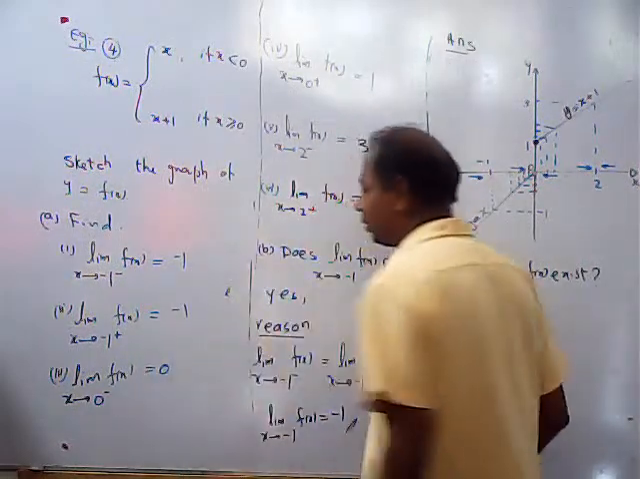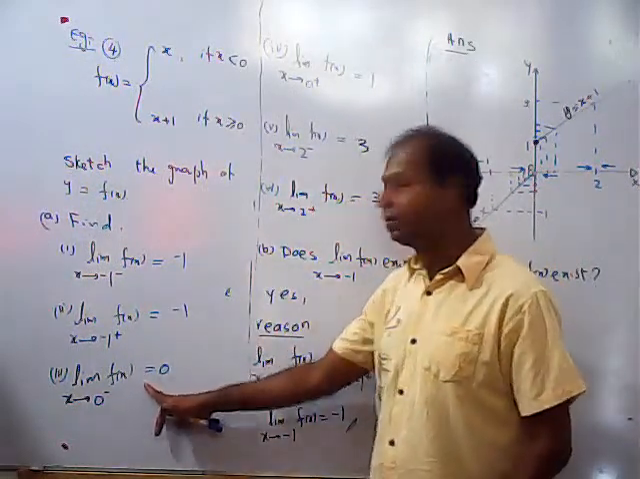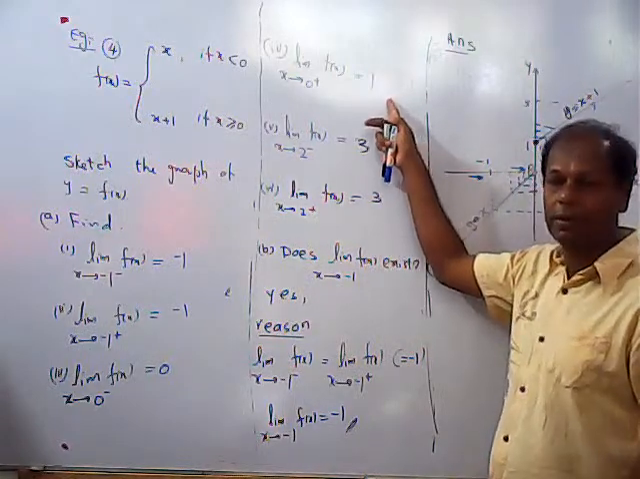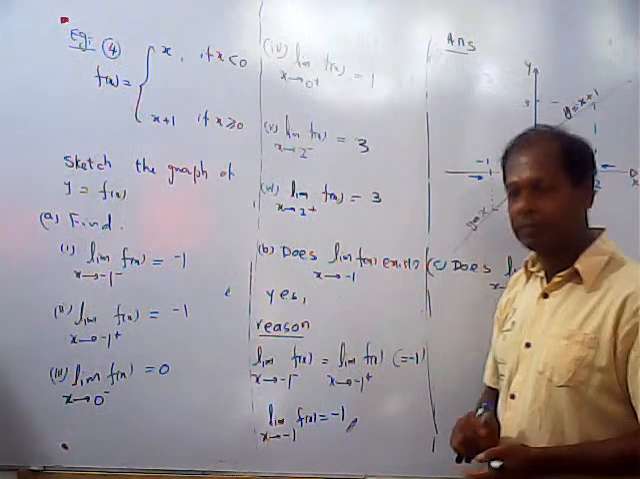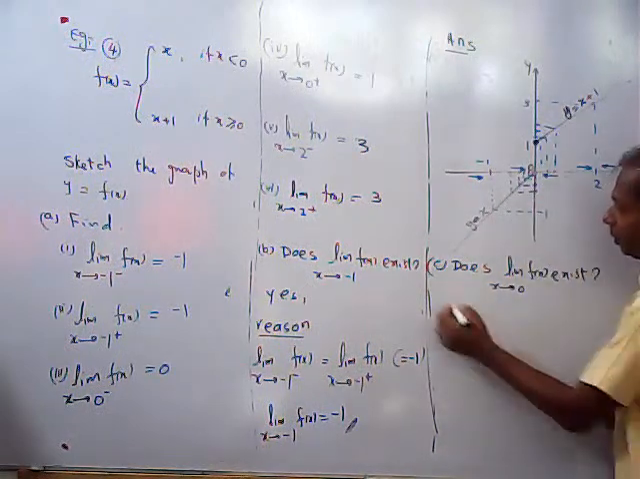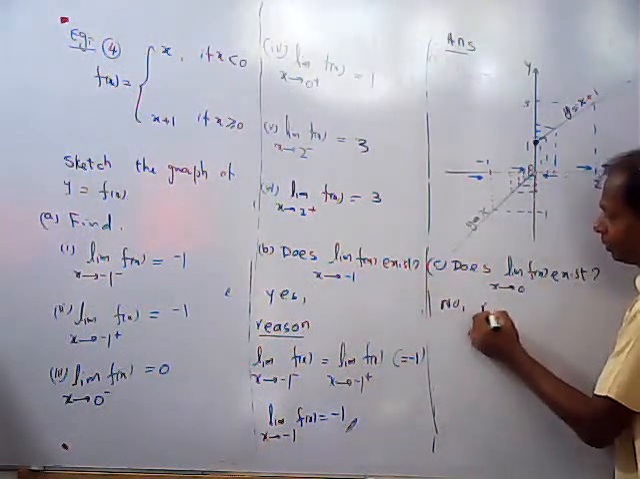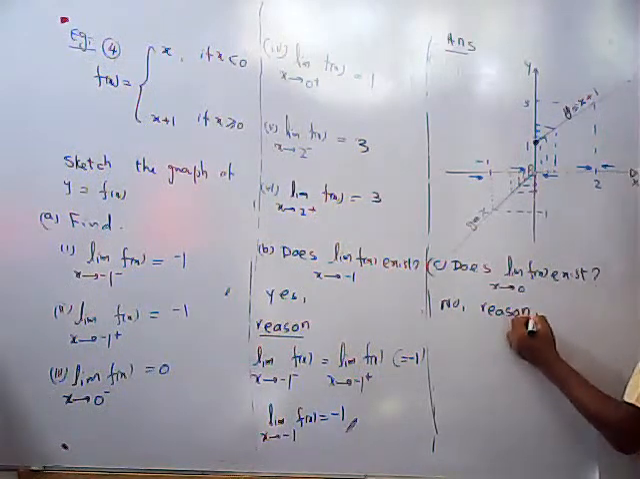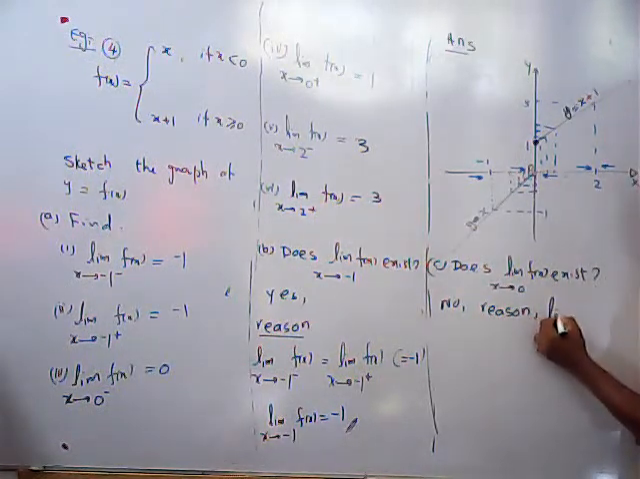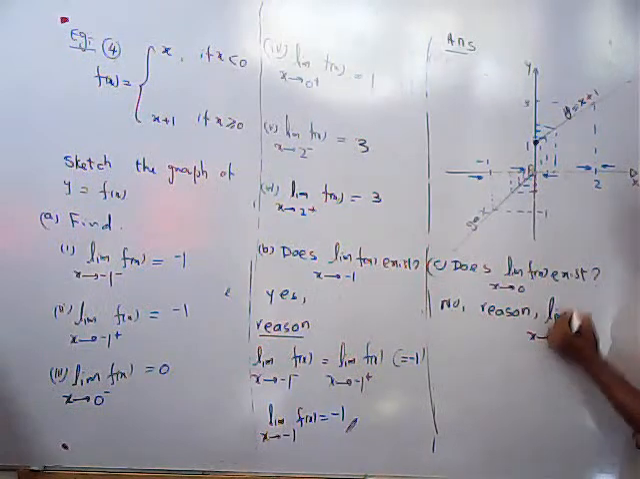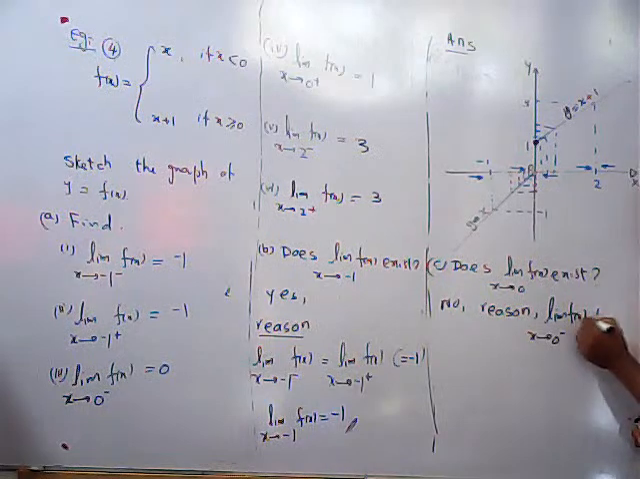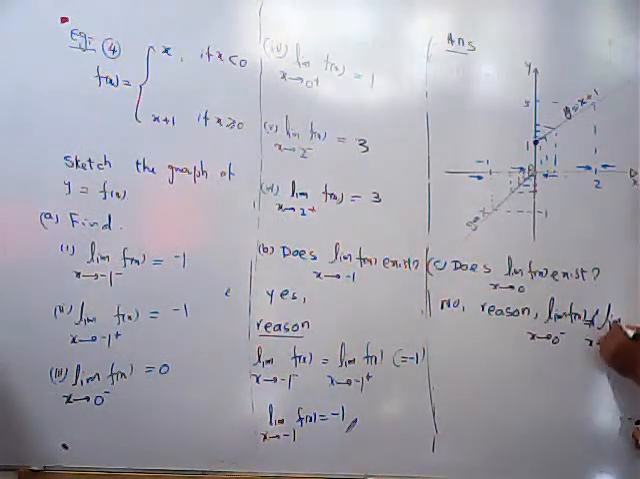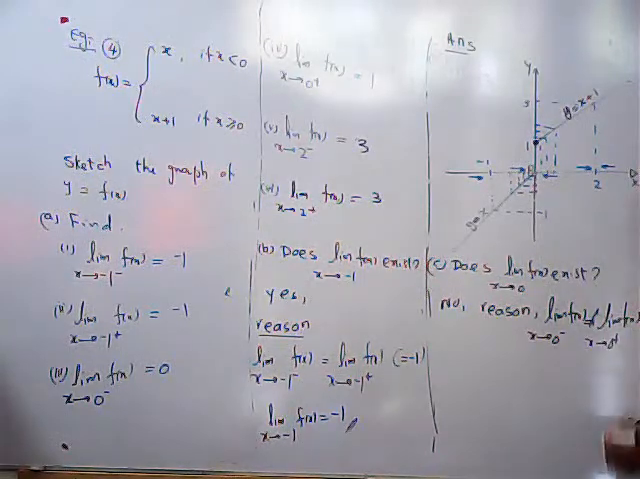The reason is the left limit is 0, but the right limit is 1. So the left limit is not equal to the right limit. So the limit does not exist. Yeah, correct. Answer is no. Reason: the left limit at 0 is not equal to the right limit at 0. Right?